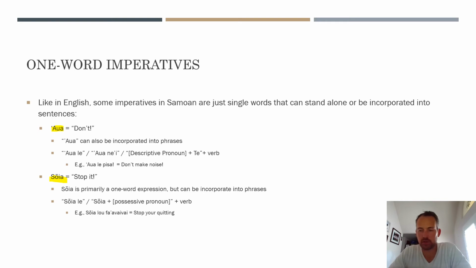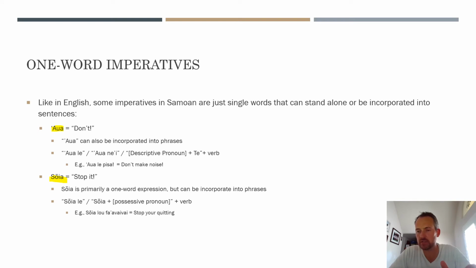And you'll hear this all the time. Parents will be talking to their kids, like, awa, awa. Don't do that. Whatever they're doing, awa. But you can also incorporate it into phrases. The way that you would do this, at least the way I'm looking at it, is one of three different ways. You can say awale and then follow that with usually a verb.